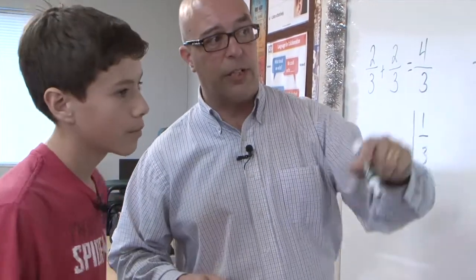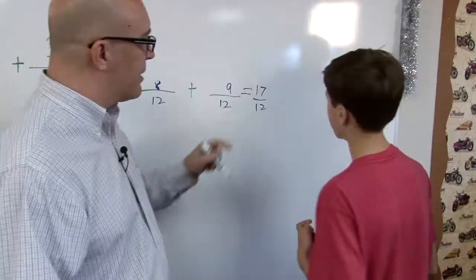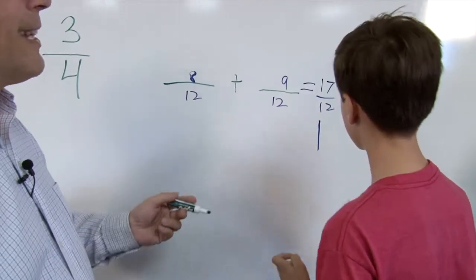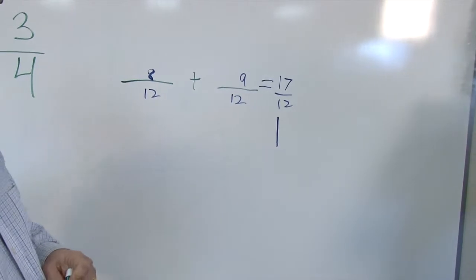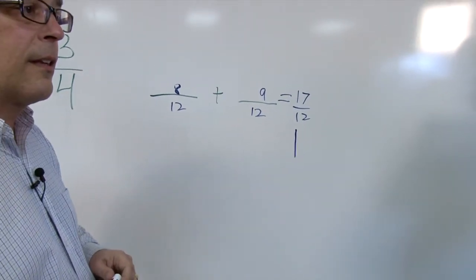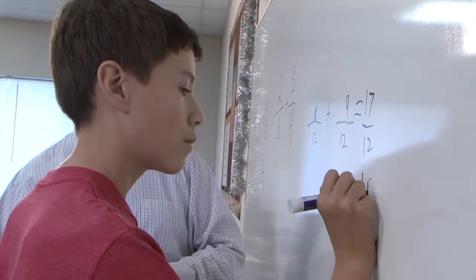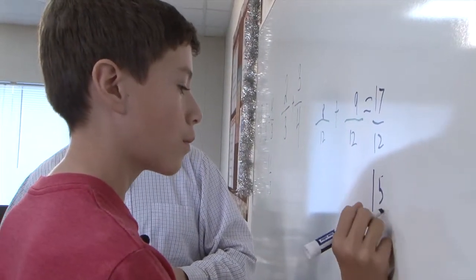So let's try this over here. How many times will 12 go into 17? 1 time. Okay, so go ahead and make your whole number 1. How many are left? There are 5 left. Perfect. So where are you going to put the 5? Nice. And what goes on the bottom?